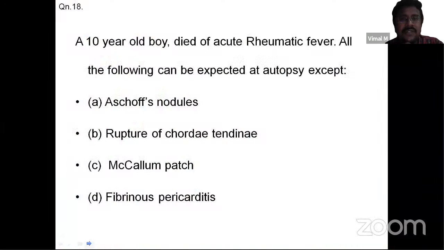So coming back to this question: a 10-year-old boy died of acute rheumatic fever. All of the following can be expected at autopsy except: Aschoff nodules, rupture of chorda tendineae, McCallum patch, fibrinous pericarditis. You know Aschoff nodules will be there, McCallum patch will be there, and fibrinous pericarditis, what is the name? Bread and butter pericarditis. And what you will not see is the rupture of chorda tendineae. Usually in myocardial infarction only, you will be getting rupture of chorda tendineae, not in rheumatic fever.